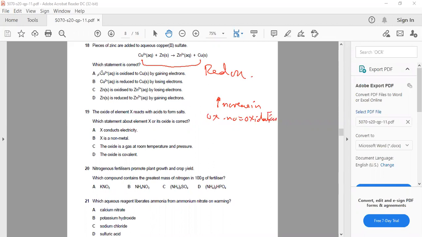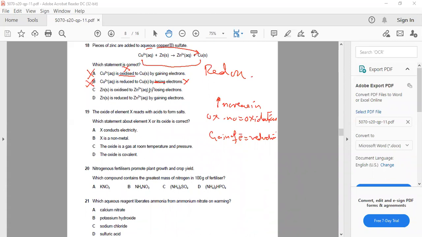So copper plus 2 is gaining electrons. Copper plus 2 is reduced, not oxidized. It has gained electrons, sorry, and gain of electrons is reduction. So "copper plus 2 is reduced by losing electrons" is wrong. It is reduced by gaining electrons.